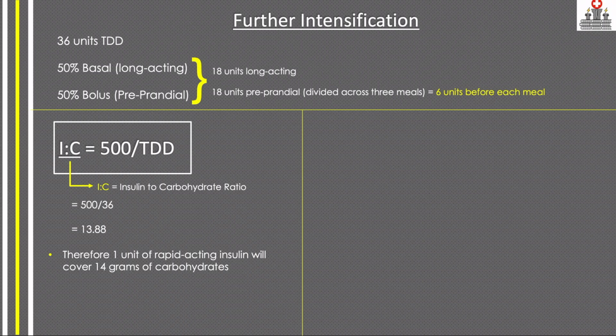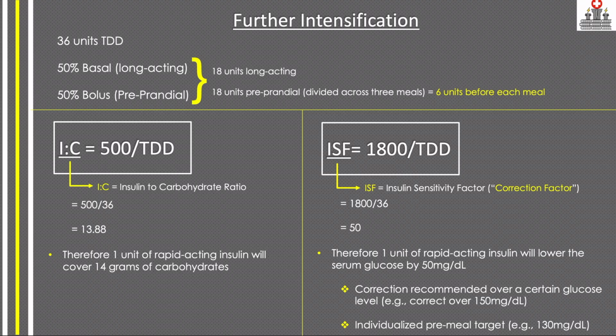Another important concept is the ISF, which is the insulin sensitivity factor or correction factor. And quite simply, what this means is how much will 1 unit of rapid acting insulin lower the serum glucose. Now, here it says 1800 divided by total daily dose. It's important to note this is 1800 if you're using the American units, which is milligrams per deciliter. If you're using the British units, which is millimole per liter, this will be 100 divided by total daily dose.